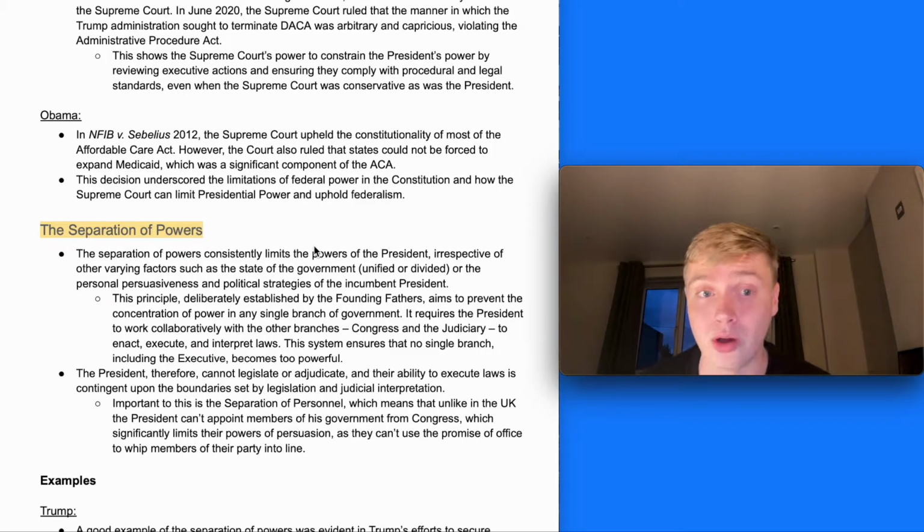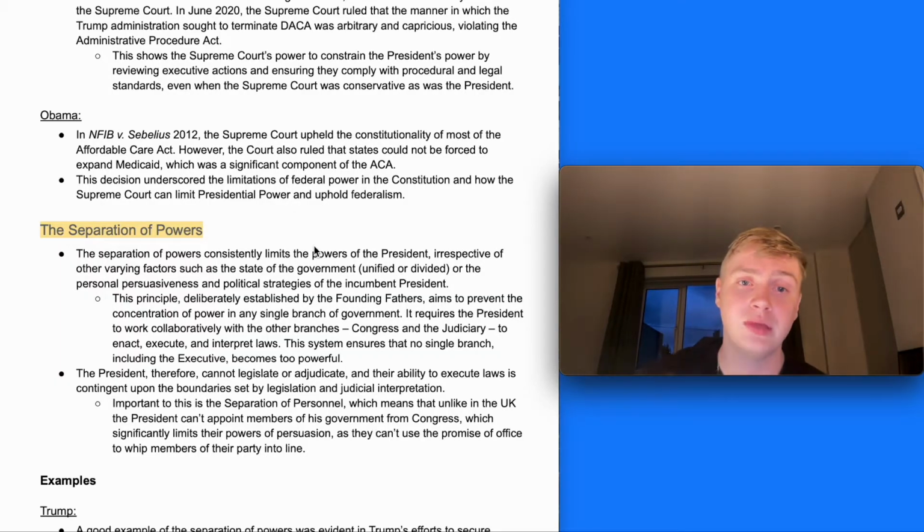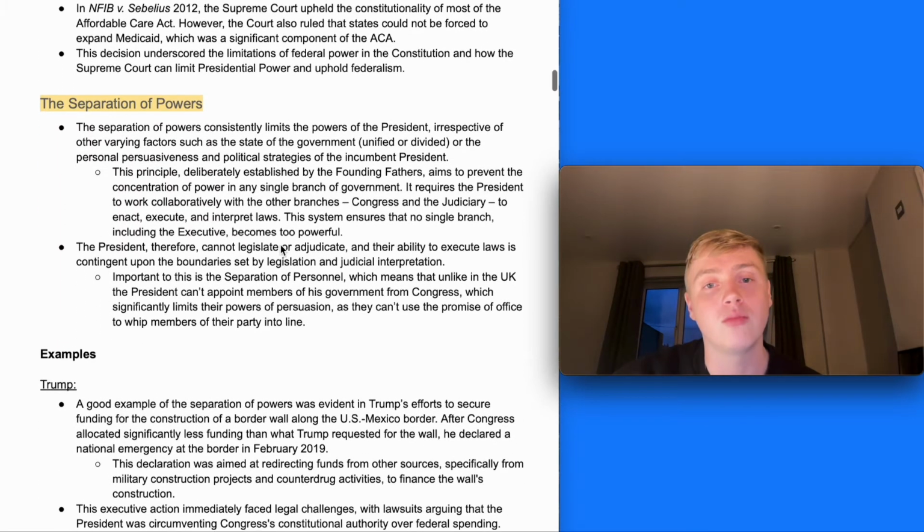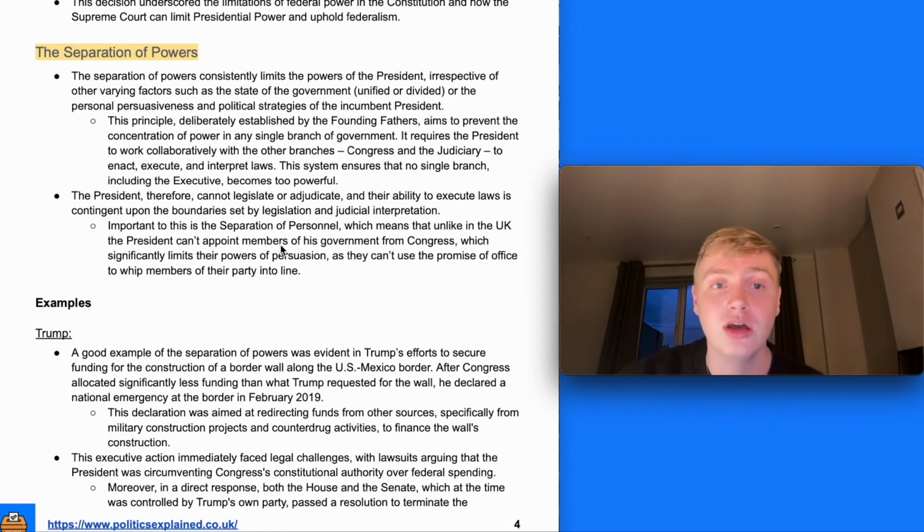And finally, with Obama, in the Sebelius case in 2012, the Supreme Court upheld the constitutionality of most of the Affordable Care Act, but it did rule that states couldn't be forced to expand Medicaid, which is a significant component of the Affordable Care Act, and they struck that down. And that shows the limitations of federal power in the Constitution and how the Supreme Court can limit presidential power and uphold federalism.